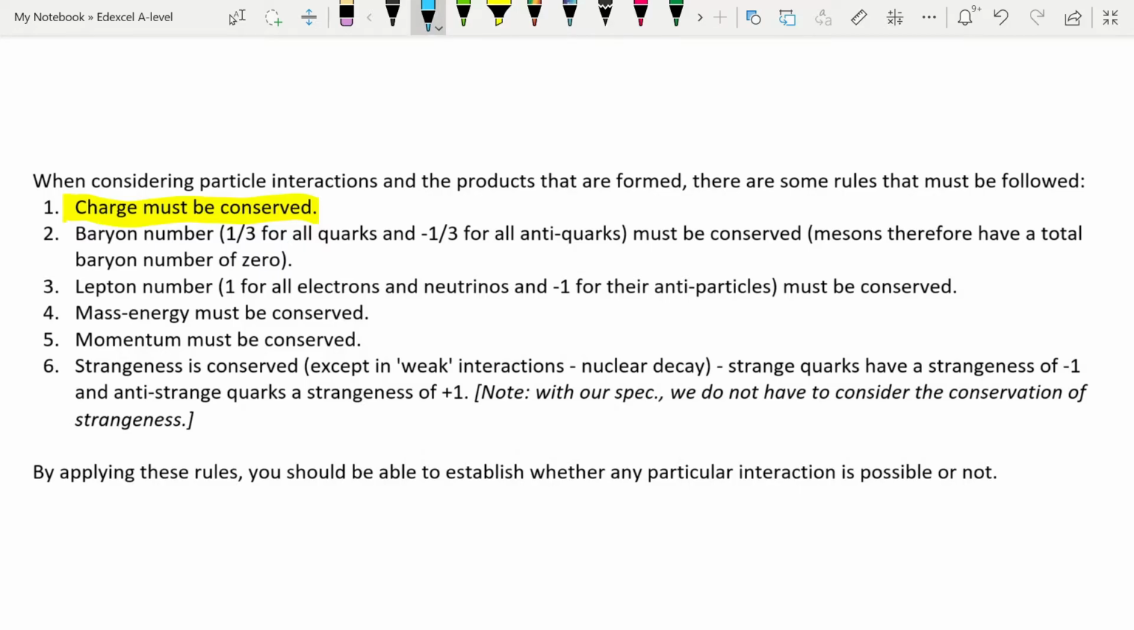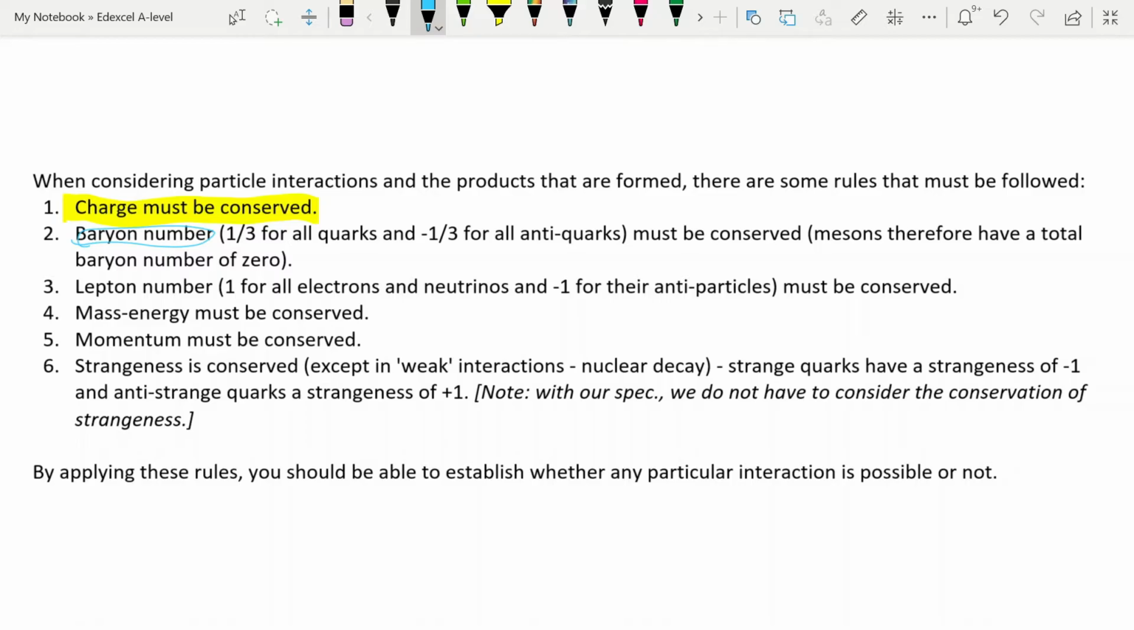Our second conservation law is conservation of baryon number. So baryon number, all quarks have a baryon number of 1/3, which means all baryons have a baryon number of 1 because they have 3 quarks in there. All antiquarks are -1/3, so all antibaryons have a baryon number of -1. Whatever number of baryons goes in must come out. So if a particle before has a baryon number of 1, as in there are 3 quarks, what comes out must also have a baryon number of 1.